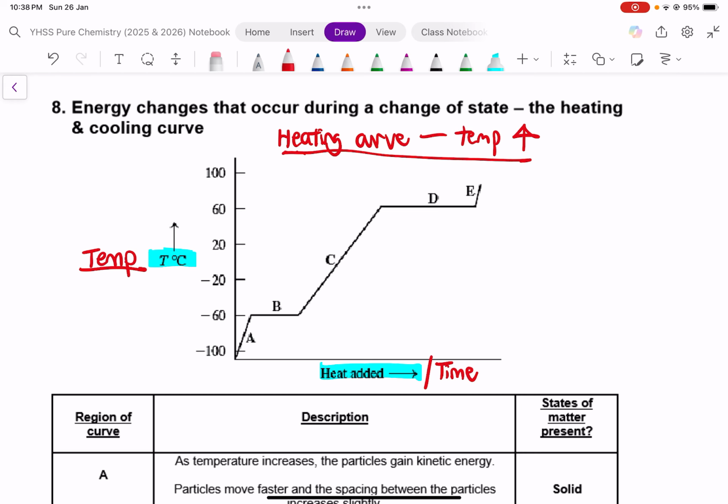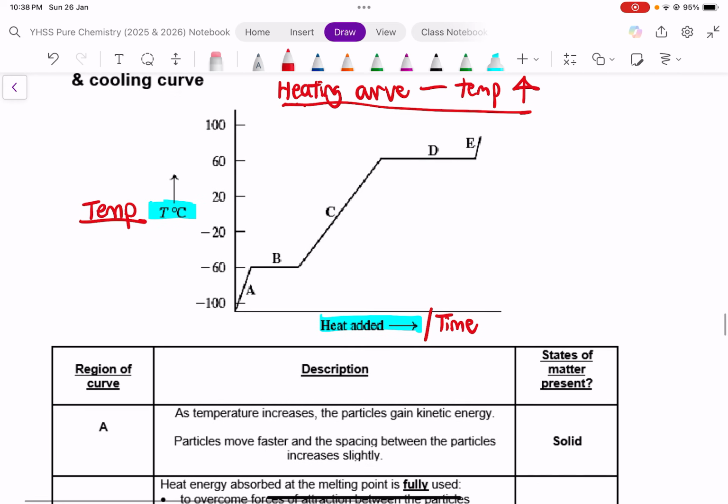Okay, so let's begin. If you look at this curve, it's made up of 5 distinct sections, A, B, C, D, and E. We will look at each section one by one. So the idea is I am actually heating up a solid. What happens to this solid as it's being heated up? How does the temperature of this solid change? So let's start in section A.